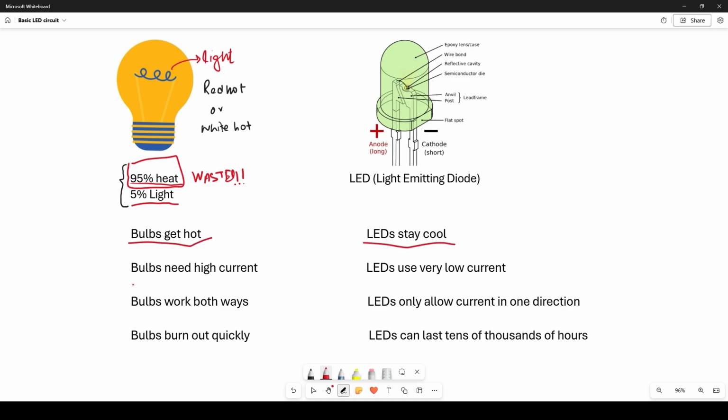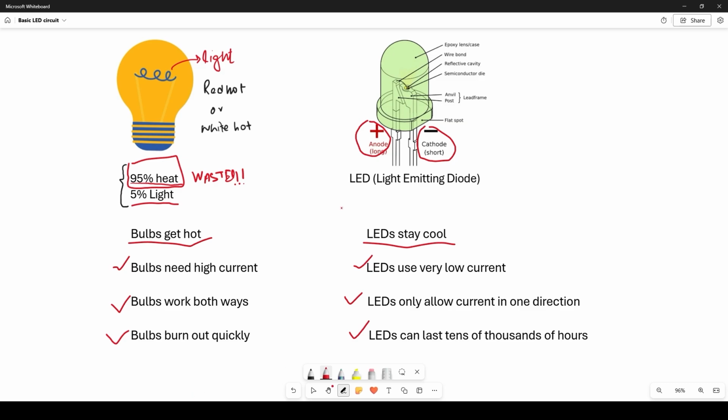A bulb needs high current. LEDs use very low current. Bulbs work both ways, which means they don't need a polarity. An LED needs you to wire it correctly. The plus side, the anode, should be connected to the plus side of the battery, and the cathode, which is the negative side, should be connected to the negative side of the battery. So LEDs only work in one direction. And a bulb burns out quickly because it's just a filament that's heating up and gets wasted soon. LEDs can last a lot of time.